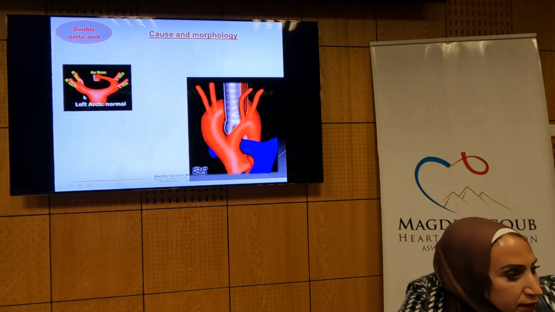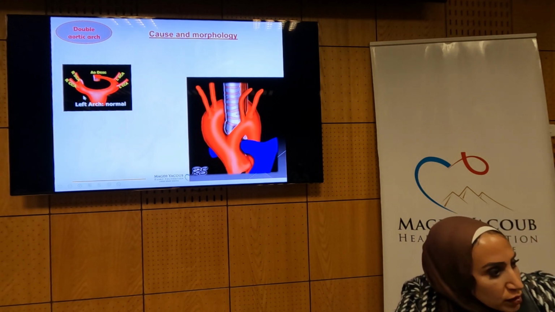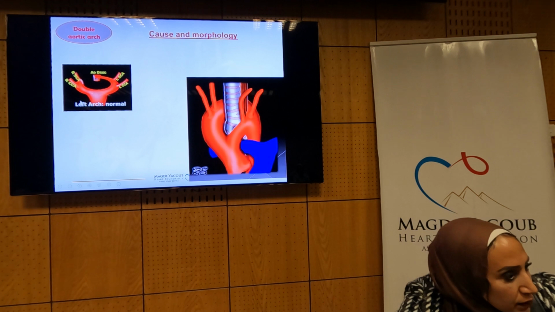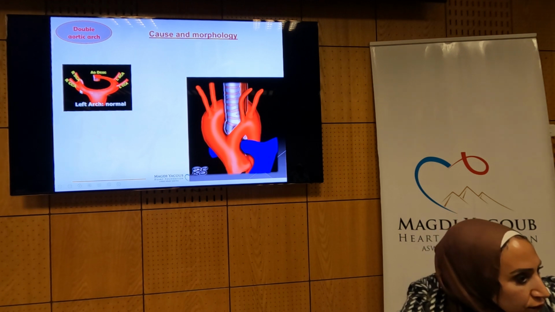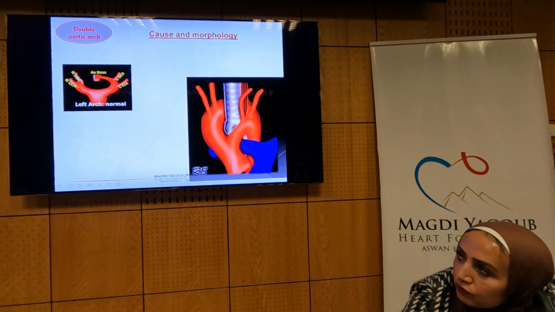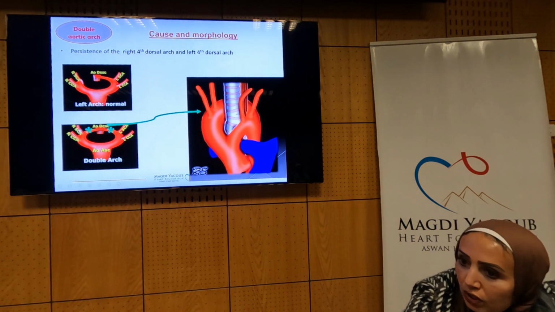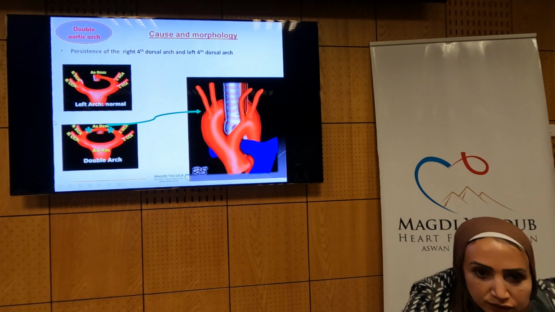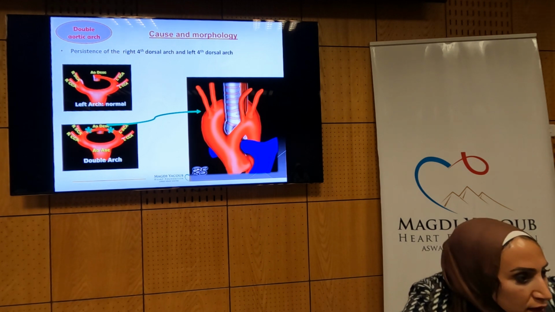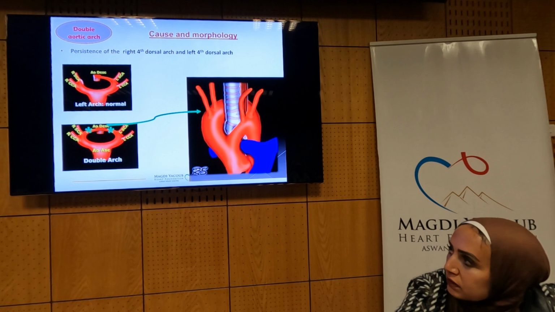This is what we expect to have: a double aortic arch. We answered it earlier, but what do we expect to have? Persistence of the right dorsal fourth arch, and nothing regressed. So we will have a double arch, and each arch will give two neck vessels, the carotid and the subclavian of that side.